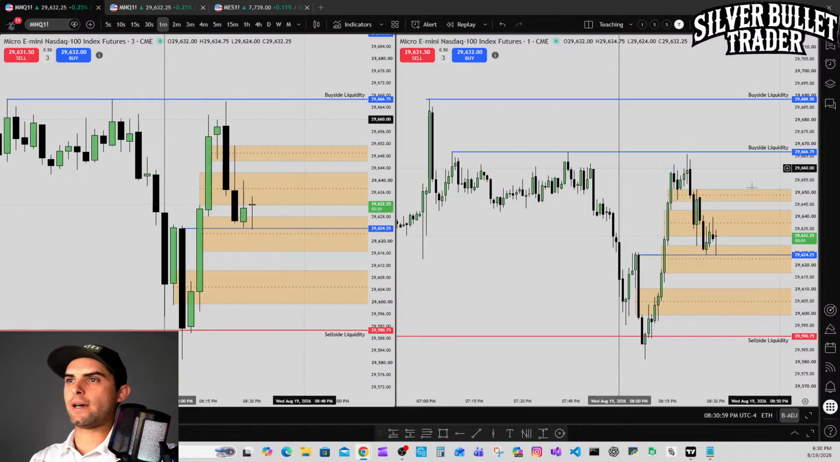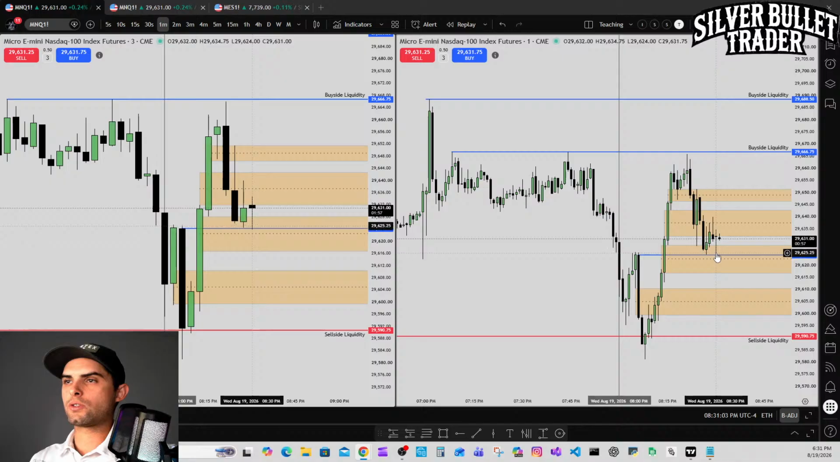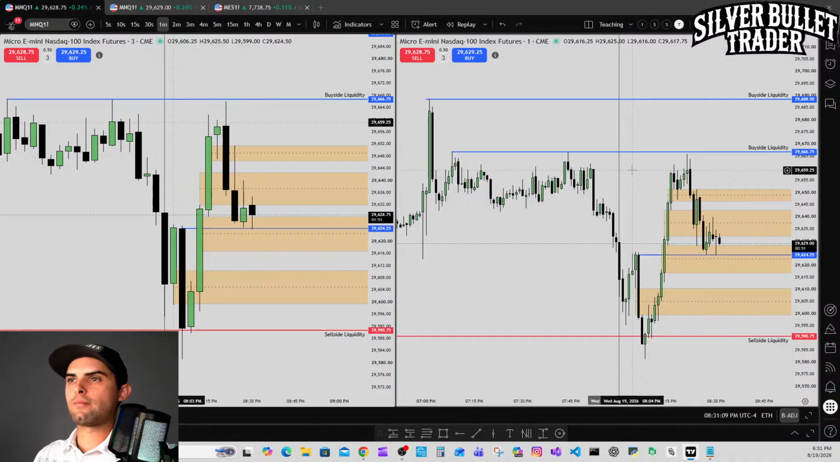See how it touched that level again, that blue line? Touched it once, twice. Now I want to see if it has a willingness to trade higher.